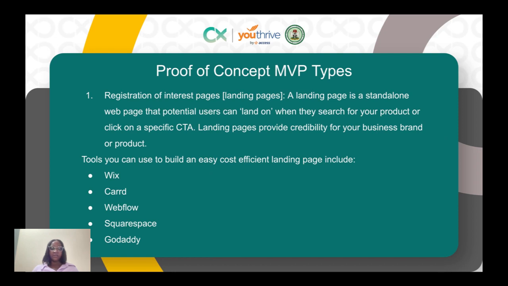Now, proof of concept MVP types. Under proof of concept MVP types, you have registration of interest pages, which are landing pages. A landing page is a standalone web page that potential users can land on when they search for your product or click on a specific call to action. Now, landing pages provide credibility for your business brand or product.